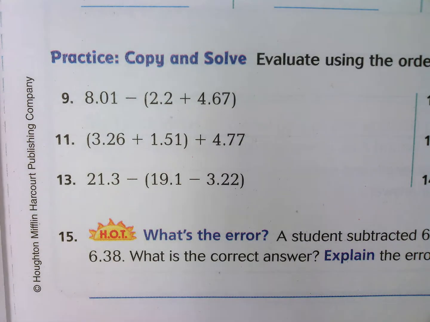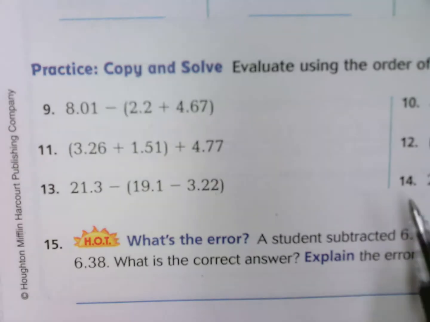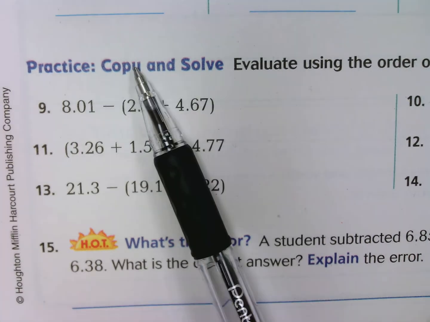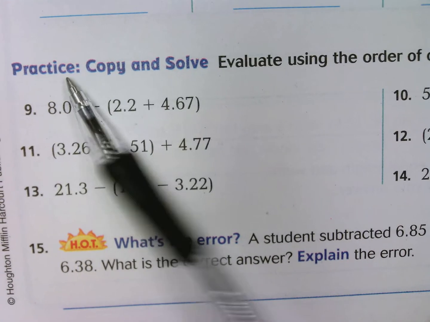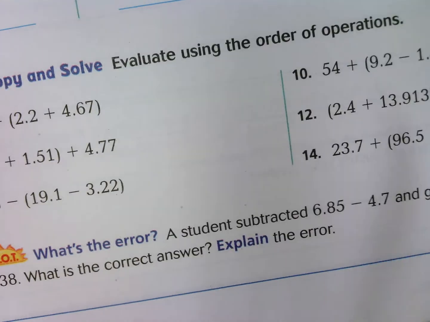All right, so now we get into more of a multi-step problem, which is number 9, well, it's really 9 through 14. So my directions say practice and copy and solve. Evaluate using the order of operations. Sorry, I'm like bringing you all around.